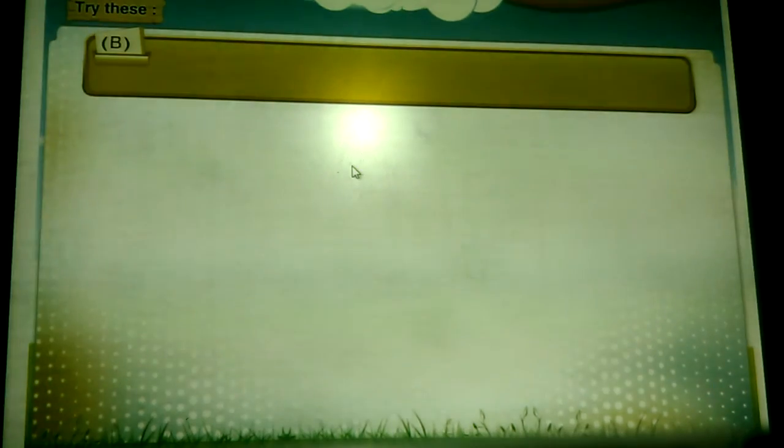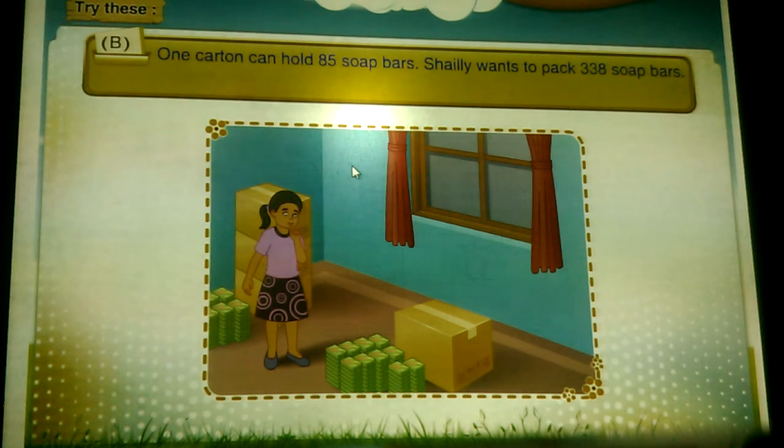B. One carton can hold 85 soap bars. Shaili wants to pack 338 soap bars. How many cartons does she require for packing all of them?